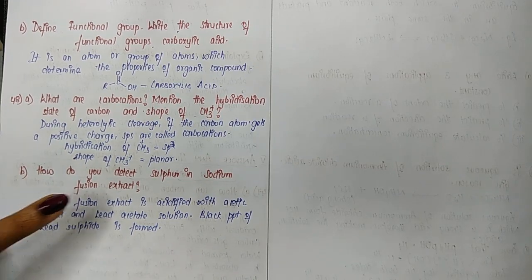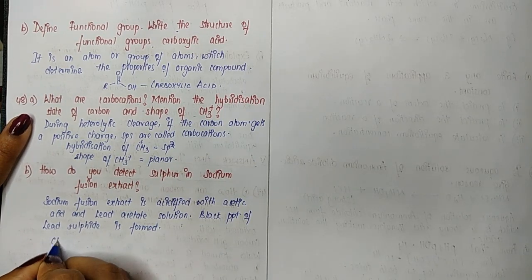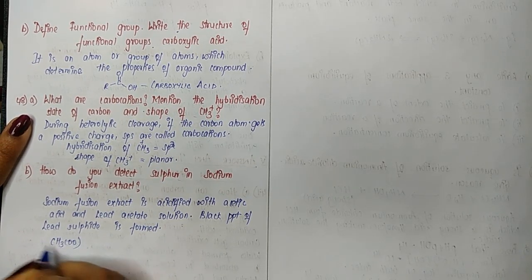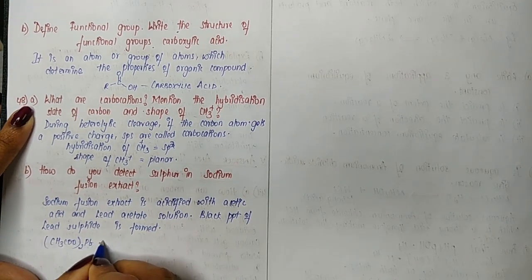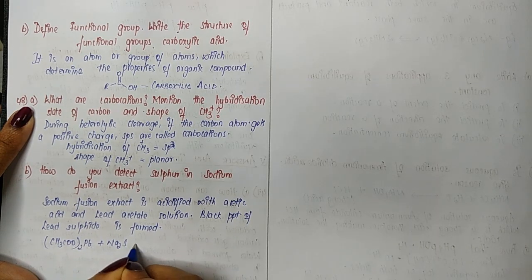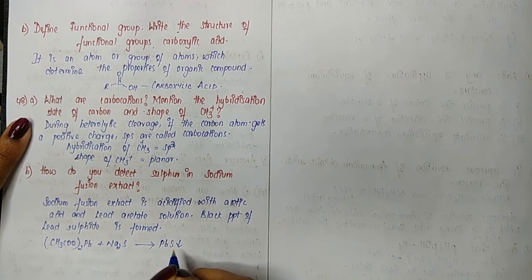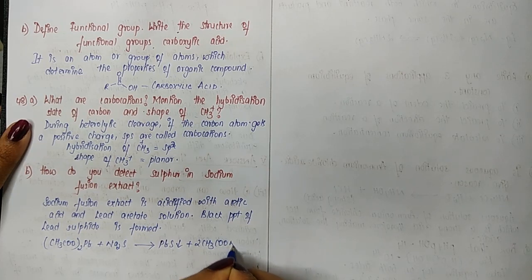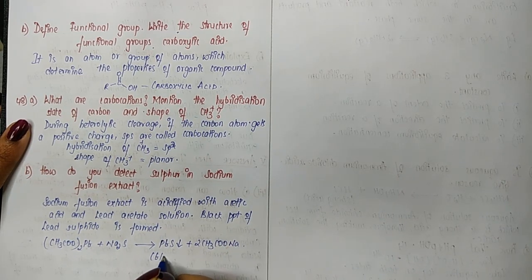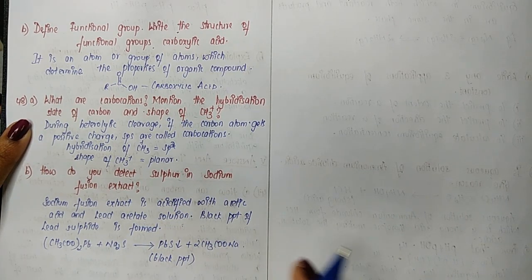You need to write its equation. So here we can write (CH3COO)2Pb, which is lead acetate, plus sodium sulfide, which will give lead sulfide, which is the black precipitate, plus sodium acetate. So it's a 2 mark question, 1 mark for the explanation and 1 mark for the equation.